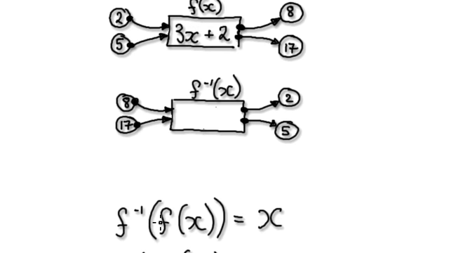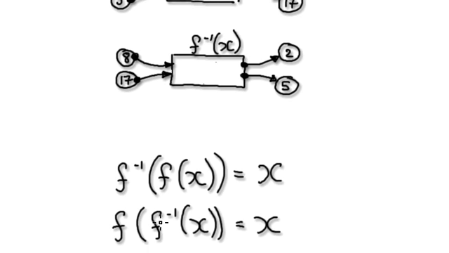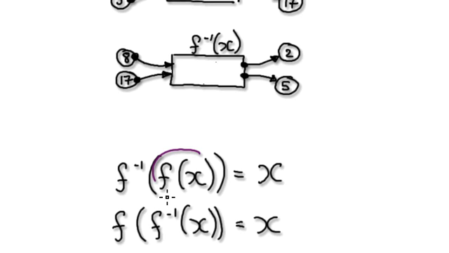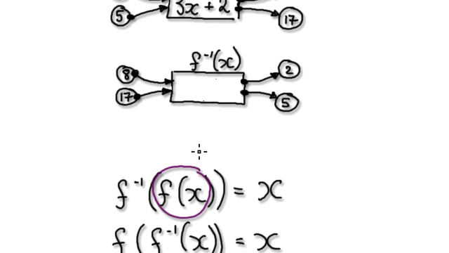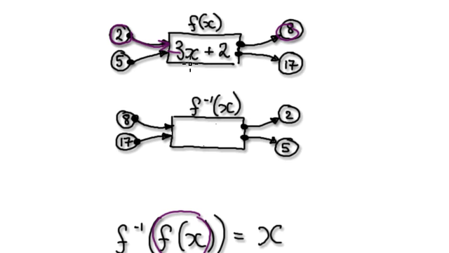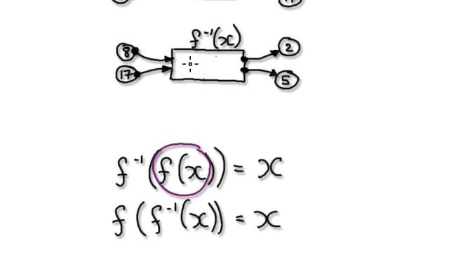And remember this as well. Looking at the top one, if you put the number 2 into the function, this whole bit will spit out the number 8.